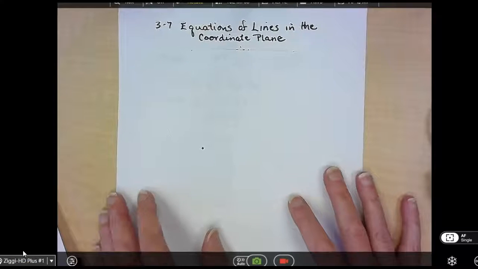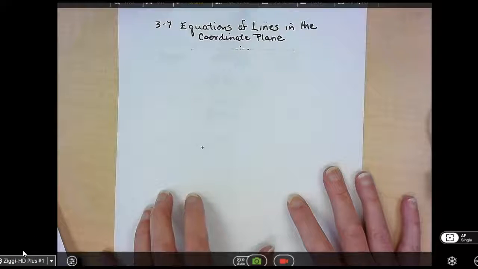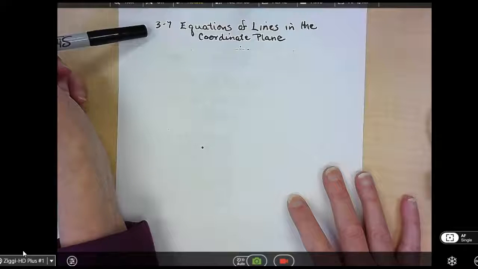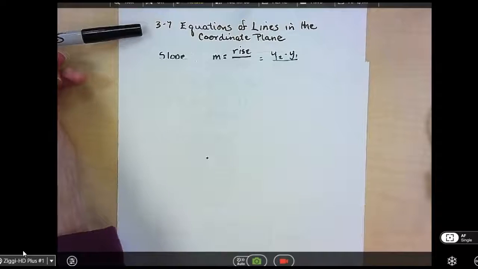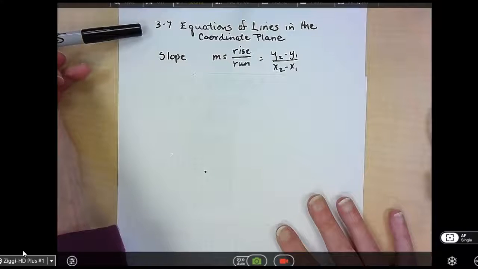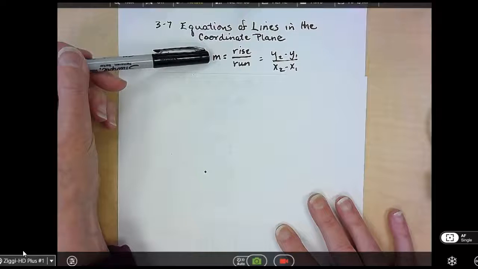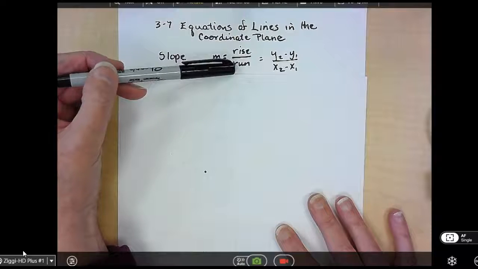Okay, 3-7 is a review section to get us ready for 3-8. So we are looking at 3-7, equations of lines in the coordinate plane. First thing we're talking about is slope. Again, slope, represented with m, is rise over run.